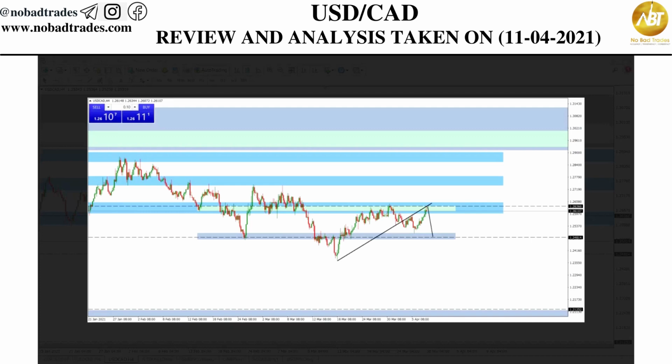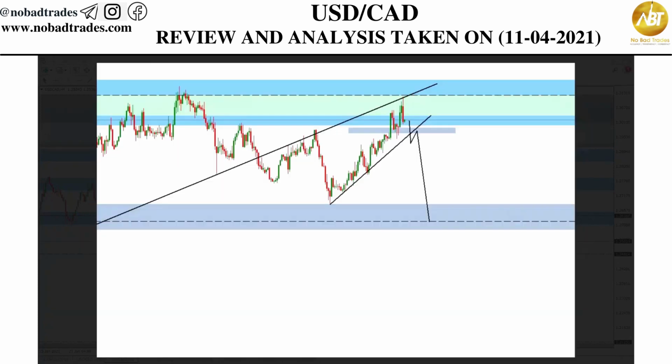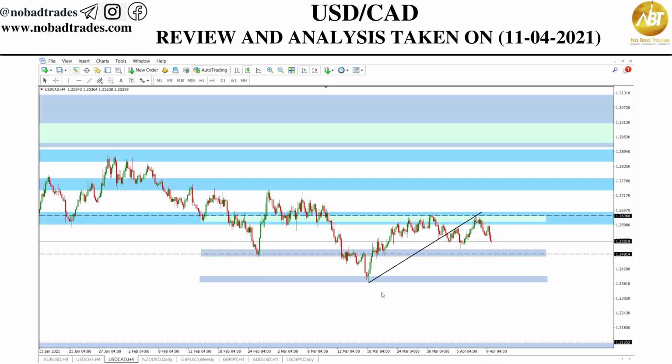So we said if we could find a rejection right there, then we could be selling this pair to the downside, right? And we said we're going to be waiting for a lower time frame entry confirmation, which in the next image right here, we actually explain what we're waiting for. We're waiting for the structural break and the trend line break, right? Which price did exactly as we wanted. So yeah, let's get back into it.